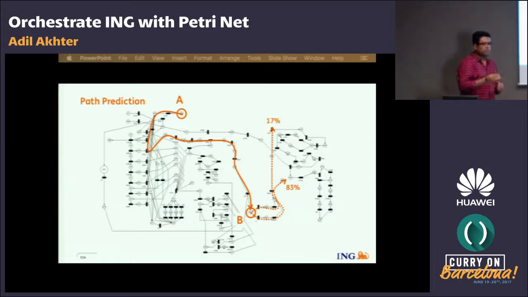Also, we have shown you that the choice in Petri Net was non-deterministic, but probably we could use some heuristic to determine which part of the choice will most likely be executed.